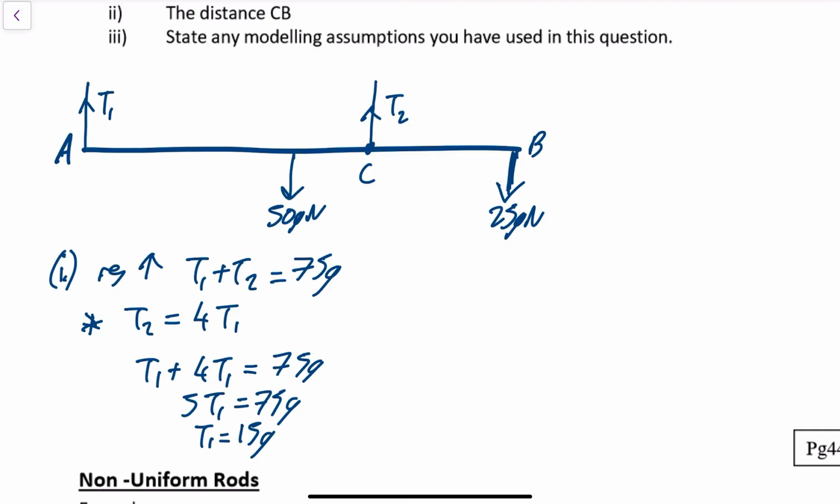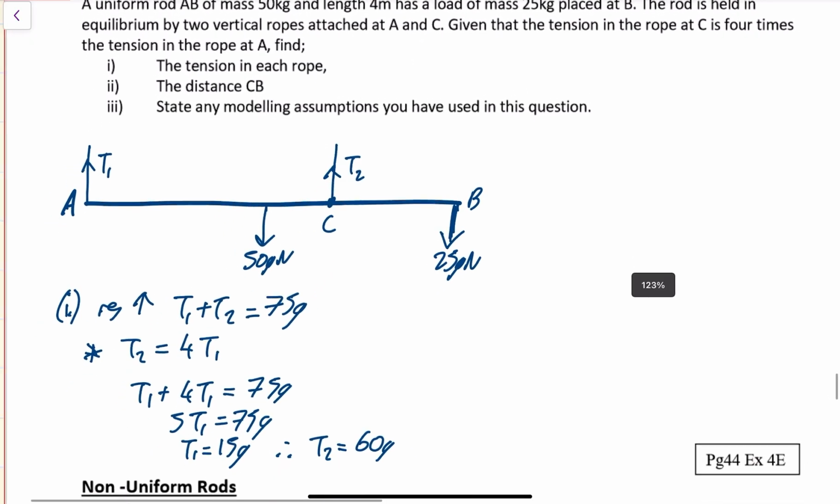All right, so you've worked out the T1. I'd say therefore my T2 is 4 times that. It's going to be 60G, and I'll leave it in terms of G. It'll make life an awful lot easier. So I've actually got both my tensions there. Happy days. Okay, right. The next thing says find the distance CB.